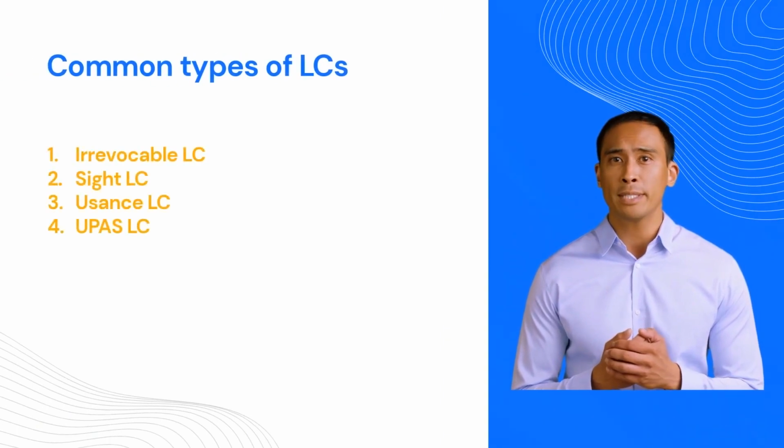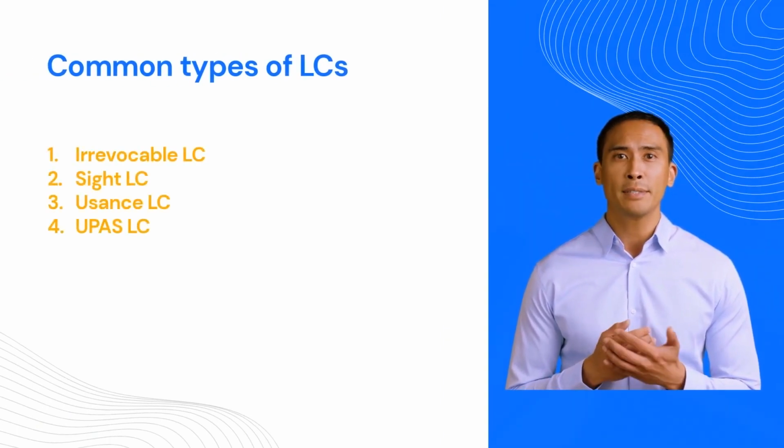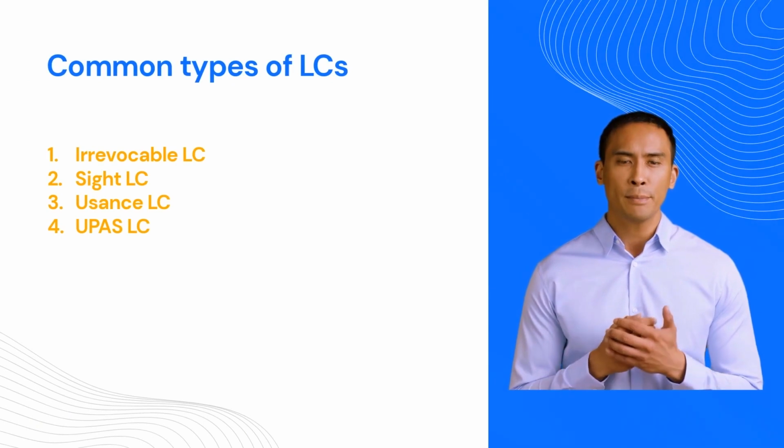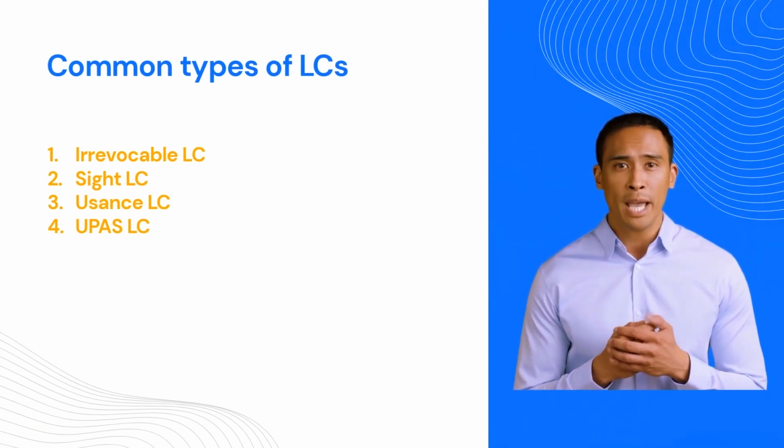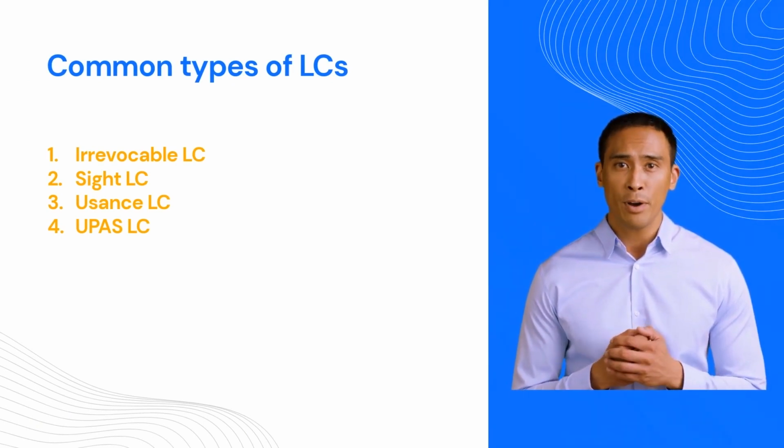Now let's move on to the common types of LCs used around the world. Firstly, LCs that are used in international trade transactions are usually irrevocable. This means that the LCs cannot be amended or cancelled without the agreement of all parties involved.